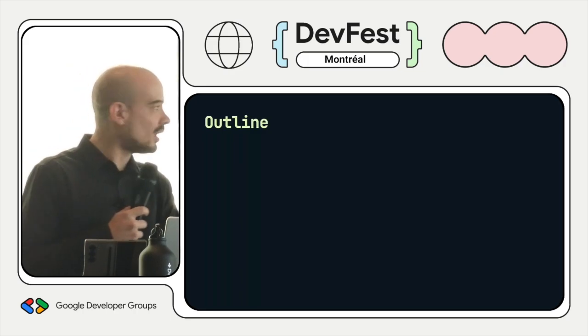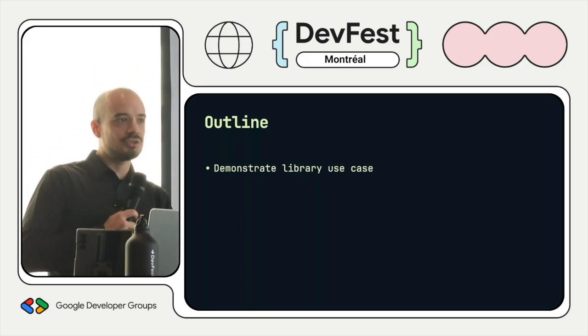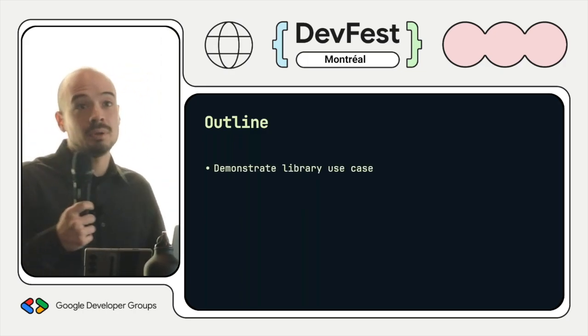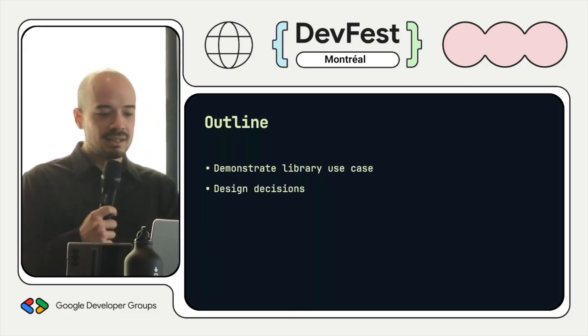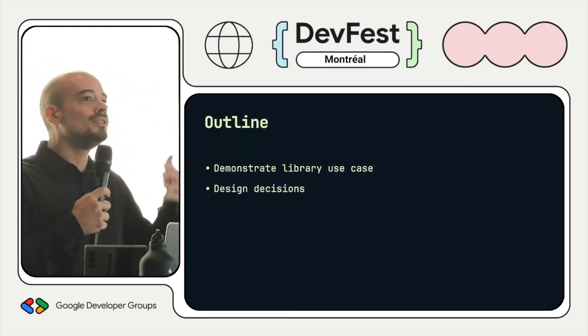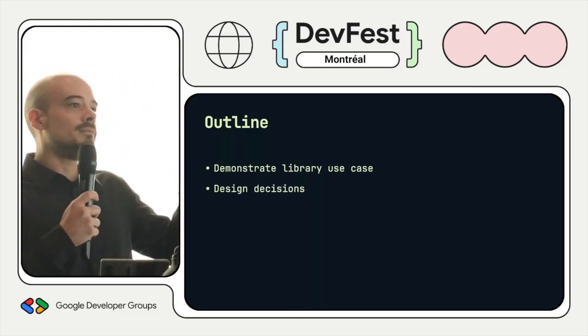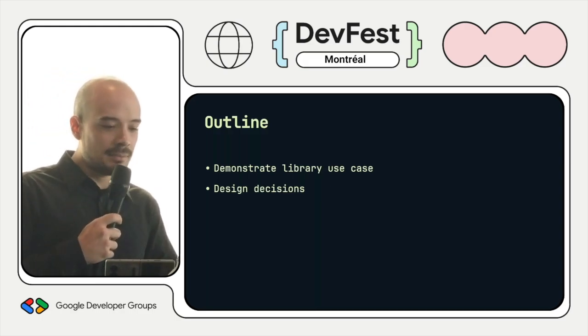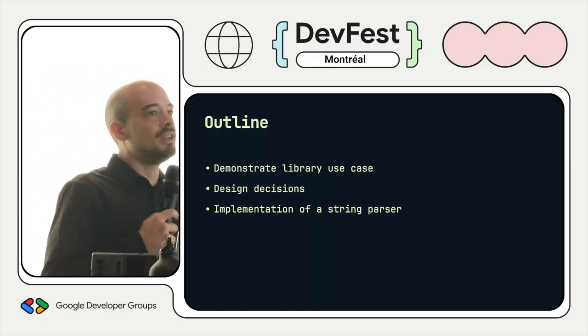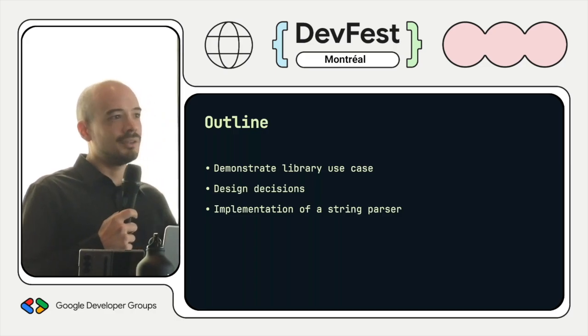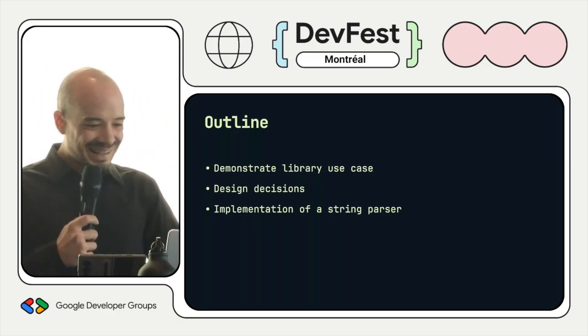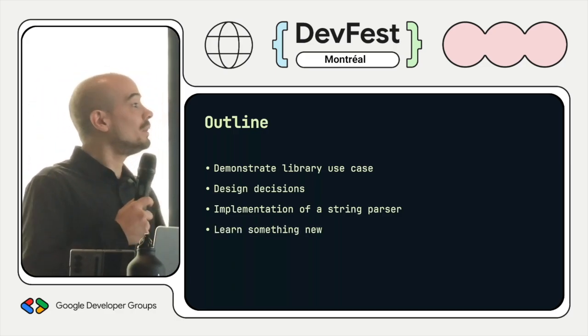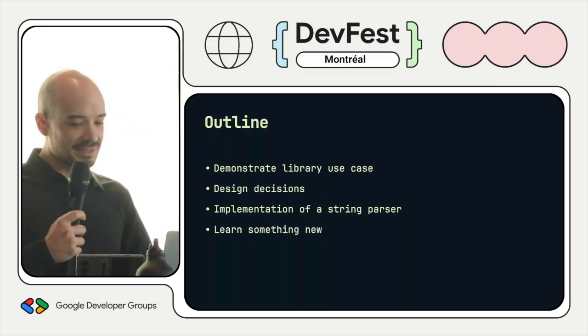So our outline for today will be first to demonstrate why we even need a library to begin with. Second, I will try to argue the design decisions that go into making that library. I will demo a bit of the implementation, not too much because walls of code are not fun to read. And then hopefully you will have learned something new today at the end of this talk.